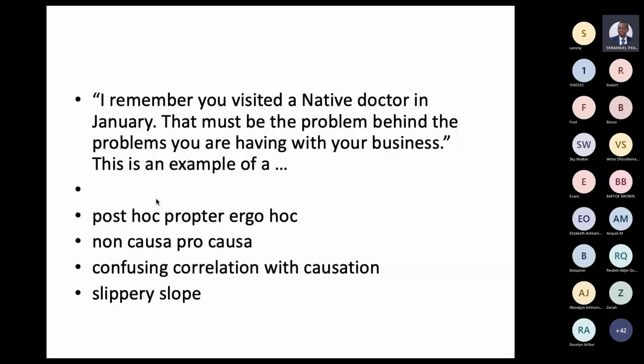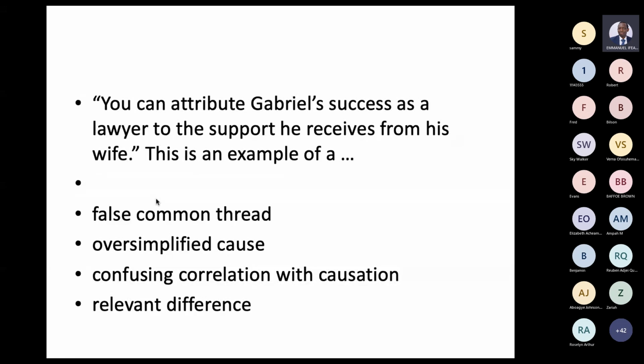All right, that's good. You can attribute Gabriel's success as a lawyer to the support he receives from his wife. This is an example of what? Oversimplified cause. Okay, can you explain a little bit how that answer emerged? Maybe it's not only the support he received from his wife that made him a successful lawyer. Oh, that's good, and that's great. Even a lot of lazy men receive support from their wives, so receiving support from your wife is not all it takes to be successful. Even though it's one of them, it's definitely not all.